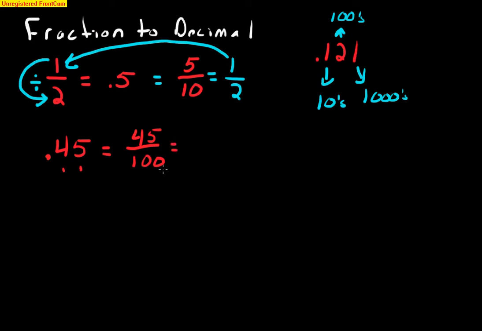Now again, that's not simplified, so you have to simplify it. If I look at it, I know that 5 is going to go into both of those, so 45 divided by 5 will give you 9, and 100 divided by 5 will give you 20. And so this is the simplified fraction from converting that decimal into a fraction.